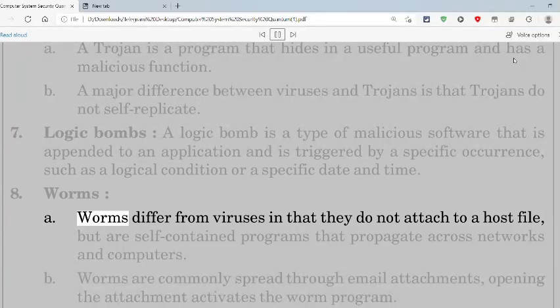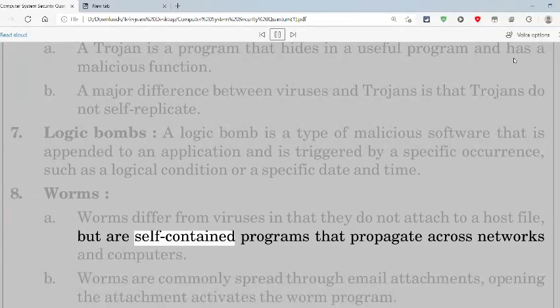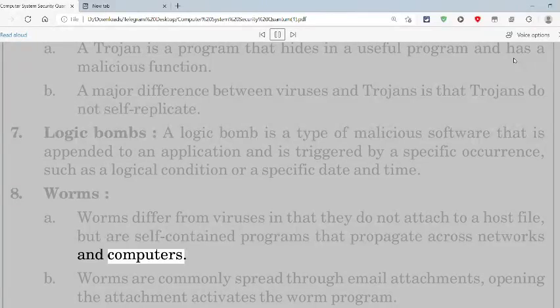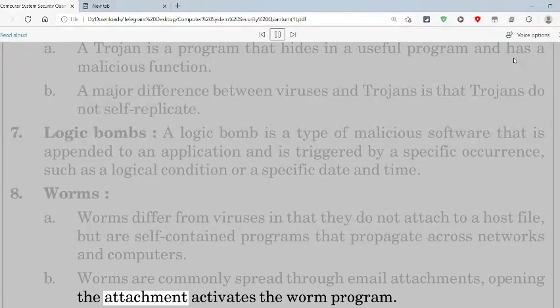8. Worms. A. Worms differ from viruses in that they do not attach to a host file, but are self-contained programs that propagate across networks and computers. B. Worms are commonly spread through email attachments. Opening the attachment activates the worm program.